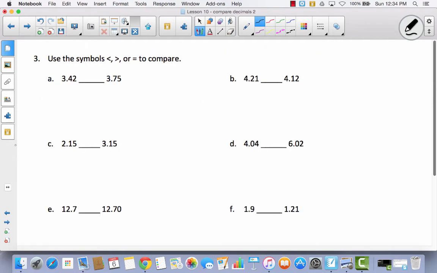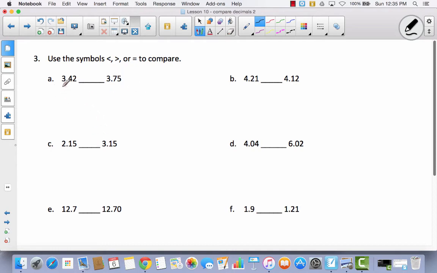All right, so now we're going to use the symbols greater than, less than, or equal to compare. And you're going to notice it doesn't say justify your answer. So that means we can just put the symbols. So these are in the same units. We have 3 and 42 hundredths and 3 and 75 hundredths.